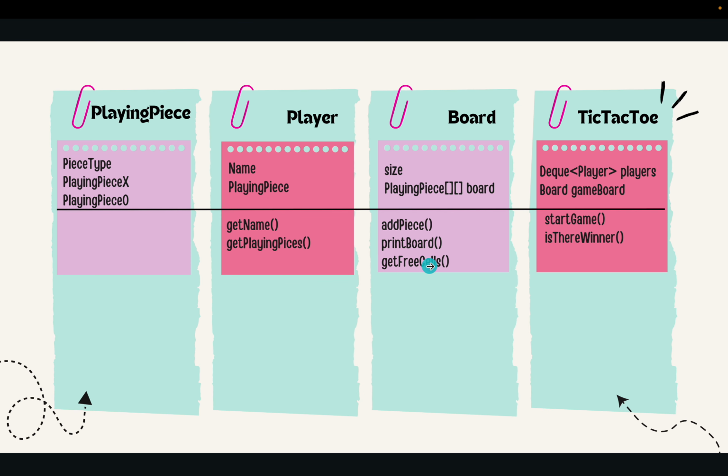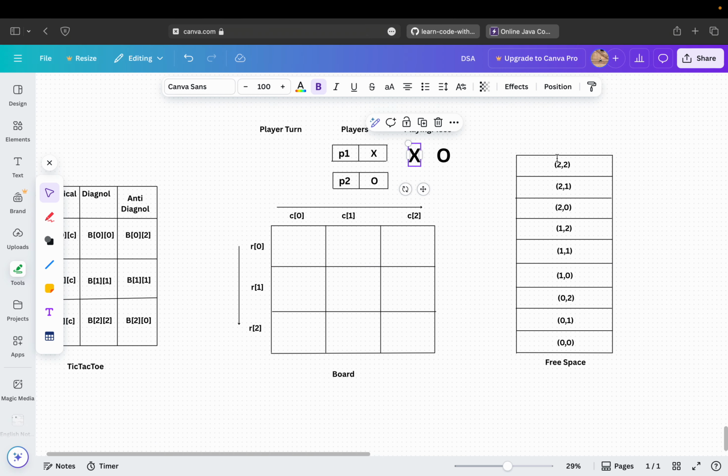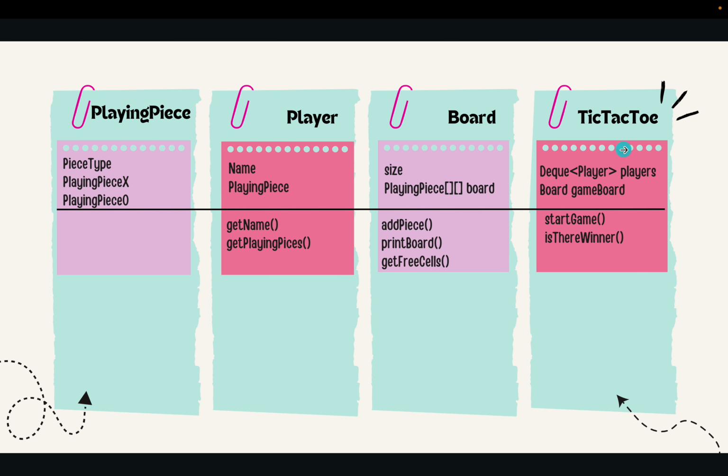Okay. After that, if we need the list of all free cells, the board class's responsibility is to provide the free cells. And why do we require this list? Because if all the positions are filled, the game should be over on time. Okay. After that, we have the last class, tic tac toe.